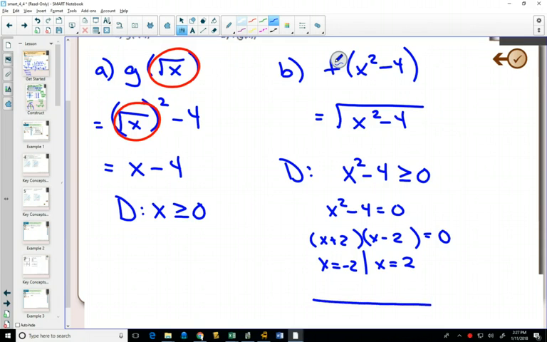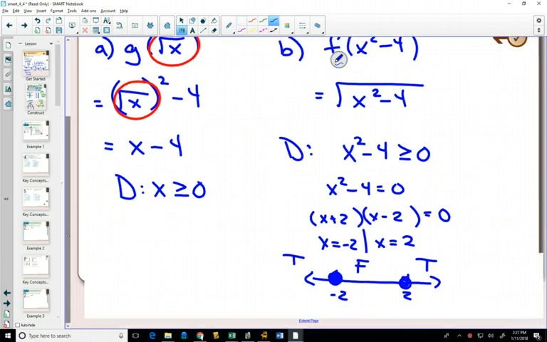And then if it's equal to 0 at minus 2 and 2, when is it going to be bigger than or equal to 0? If we plug in something like 0, is x squared minus 4 bigger than or equal to 0? No, so we know that this section is false. If we plug in something larger than 2, it's true. If we plug in something less than negative 2, it's true.